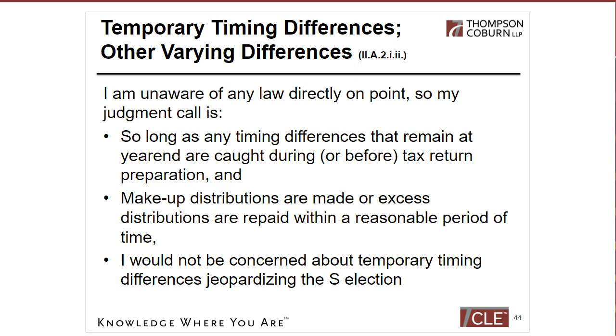So you do the tax return and then just see how things are coming out, and if there were some disproportionate distributions, then just do a makeup and get everybody brought back into line from a proportionality viewpoint, so that overall the distributions for that year all added up in the aggregate to be proportionate. So I think that if you do that, then I would not be concerned about the temporary timing differences.